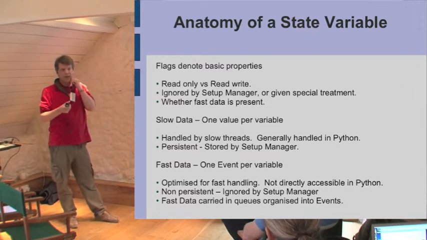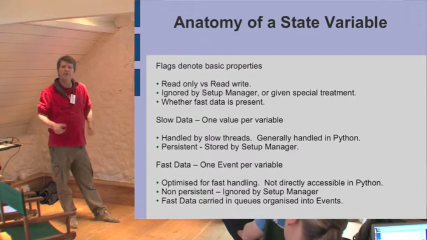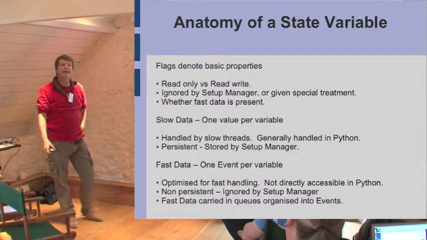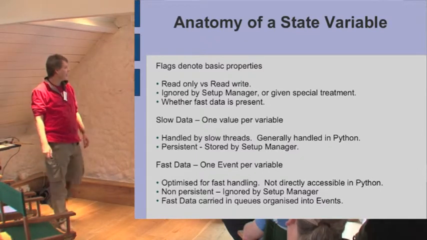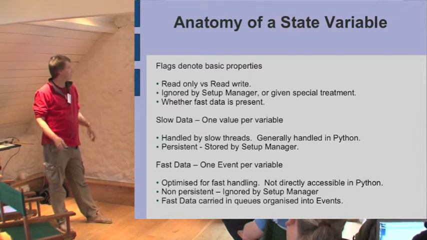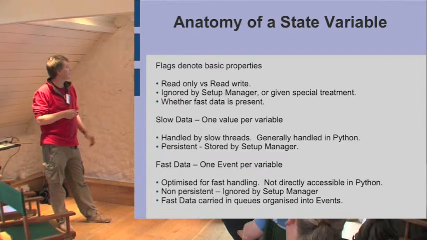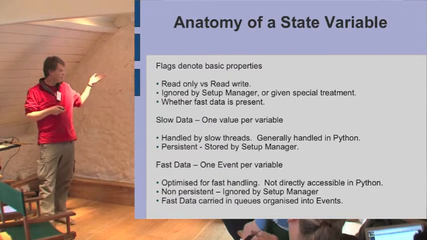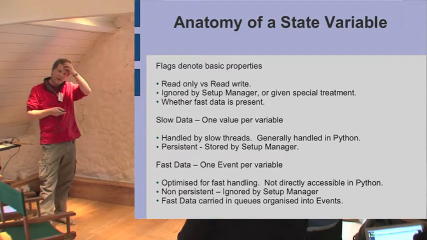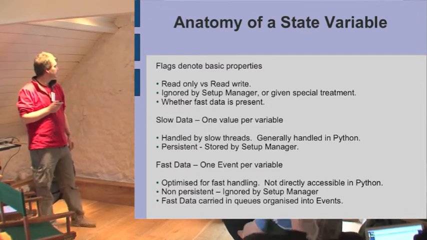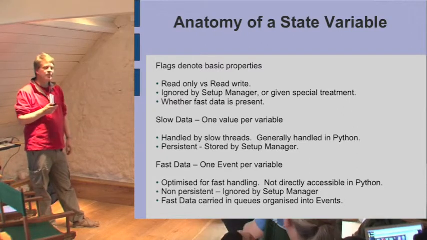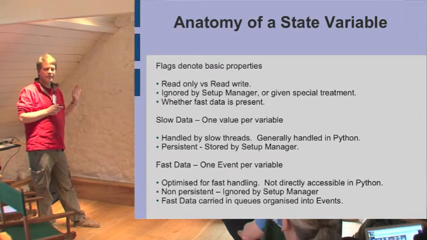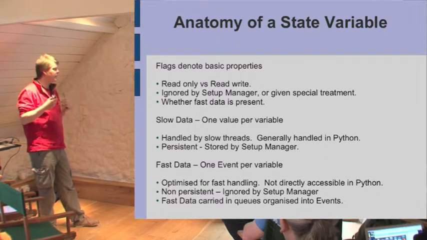So you're saying a variable can have both fast and slow data? Yes, it can. And it can get quite confusing at times. We'll get onto that. So slow data, there's one per variable, and it's slow. Persistent, if something needs to be stored, it needs to be stored as a slow value somewhere. Fast values are not persistent. The setup manager completely ignores those. Those are used for things like all of the performance streams, keyboard outputs and stuff.